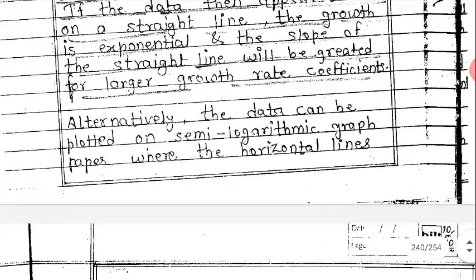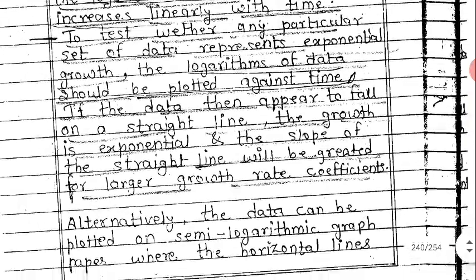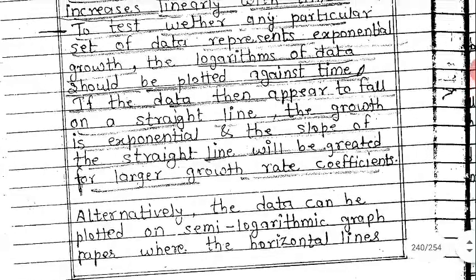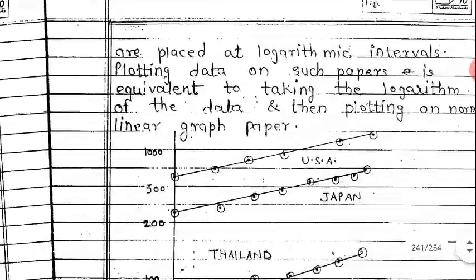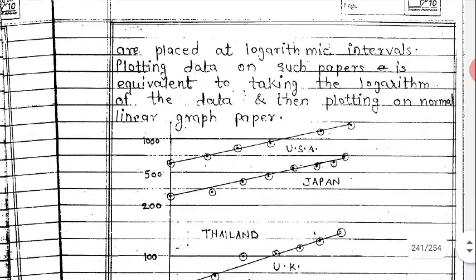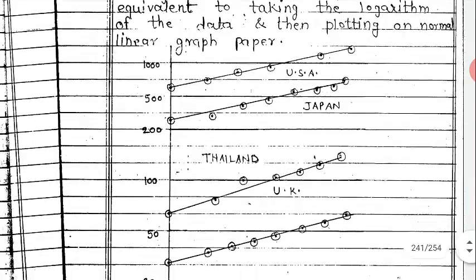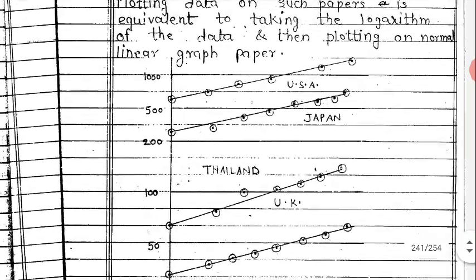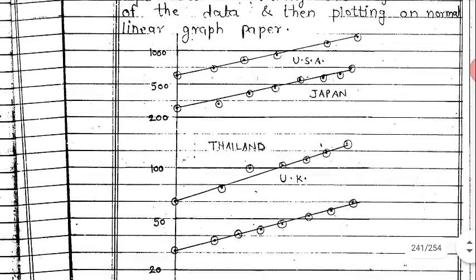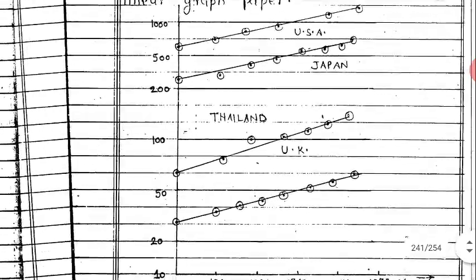Alternatively, the data can be plotted on semi-logarithmic graph paper, where the horizontal lines are placed at logarithmic intervals. Plotting the data on such paper is equivalent to taking the logarithm of the data and then plotting on normal linear graph paper.